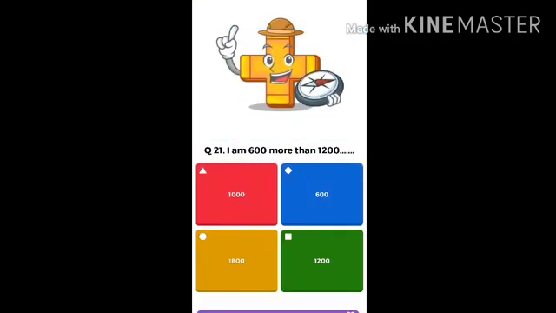I am 600 more than 1200. Who am I? More than means here we need to add the given numbers to find the answer. 600 plus 1200 is equal to 1800.